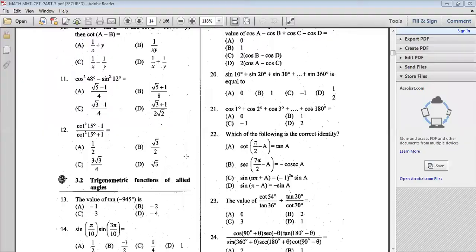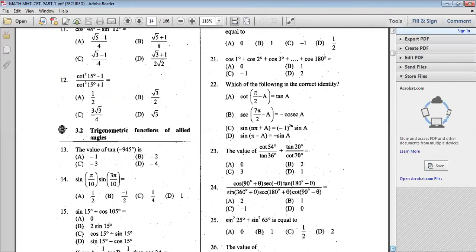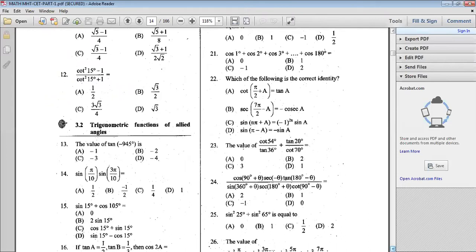Look at this problem. Observe this problem number 13. We have to find the value of tan of minus 945 degree. Observe this. Tan of minus 945 degree. Okay.